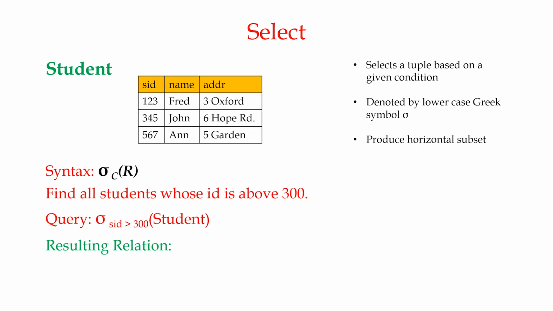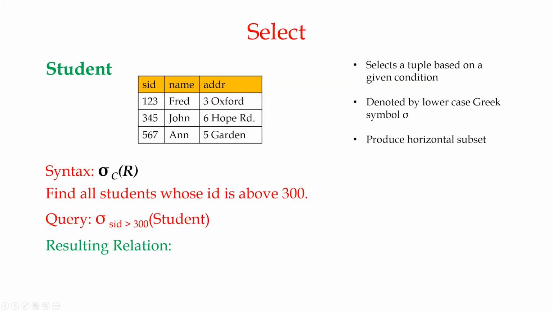The select operation is used for selecting a tuple or a record based on a given condition, and it is denoted by the lowercase Greek symbol sigma. It is used for producing a horizontal subset. For example, consider the student table, which consists of three attributes: student ID, name and address. The syntax of the select operation is sigma C of R, where C is the specific condition we are applying on the tuple, and R is the name of the relation.